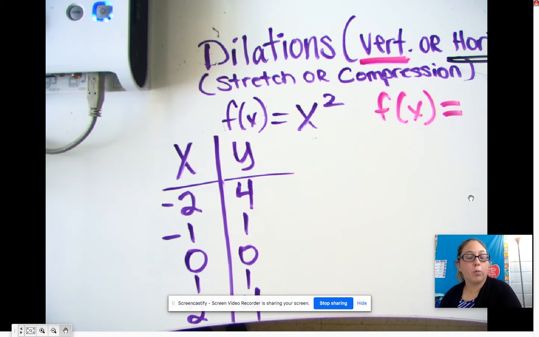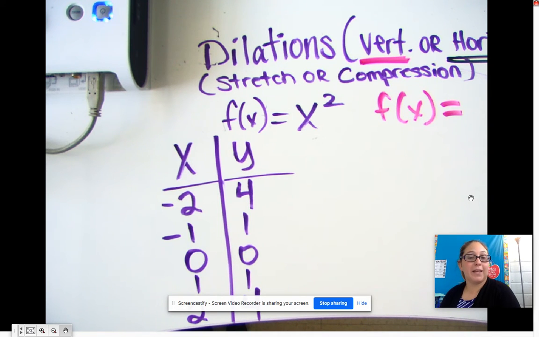Okay, in this video, we're going to talk about dilations. So now we're talking about multiplying by a whole number or a fraction. And then the question is, is it a vertical dilation or a horizontal dilation? It depends on where the number is. If the number is on the outside, it's going to affect your y's, which means it's vertical.